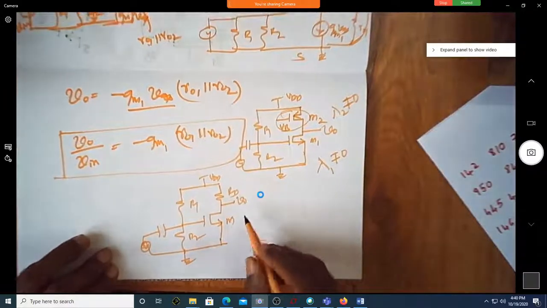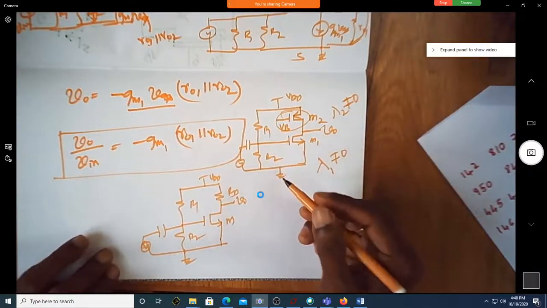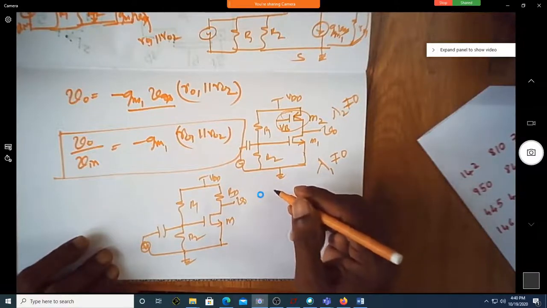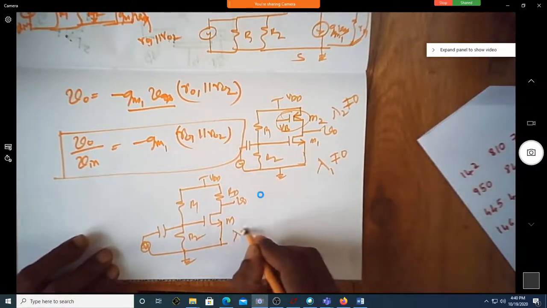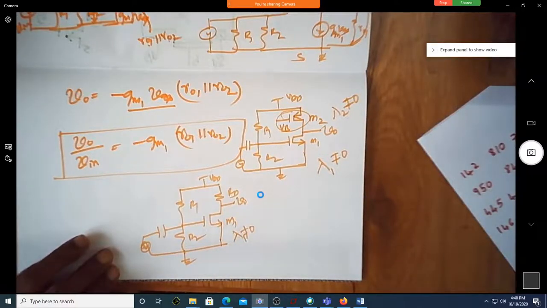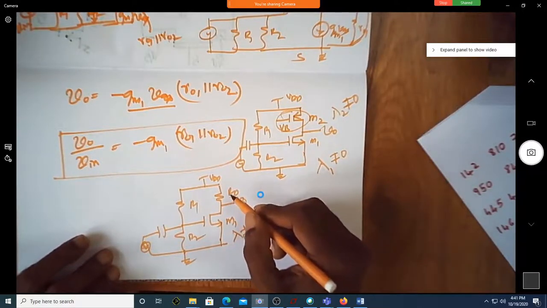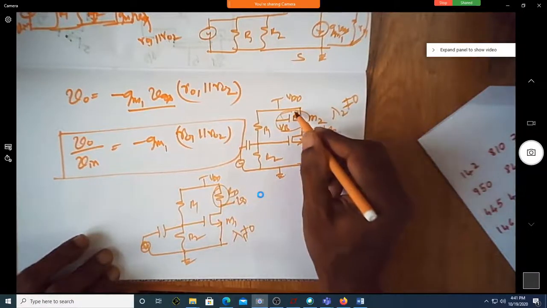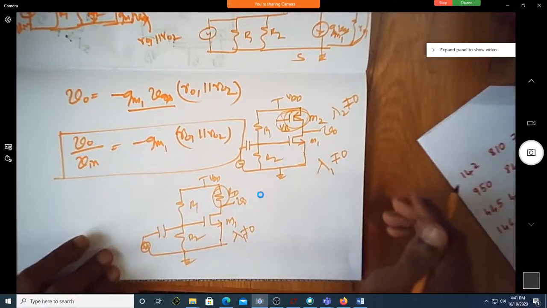Am I correct? What is the difference here? Only the circuit. Here also lambda is non-zero. What is the difference? The load is resistive. The load is active. That is the only difference. Correct?